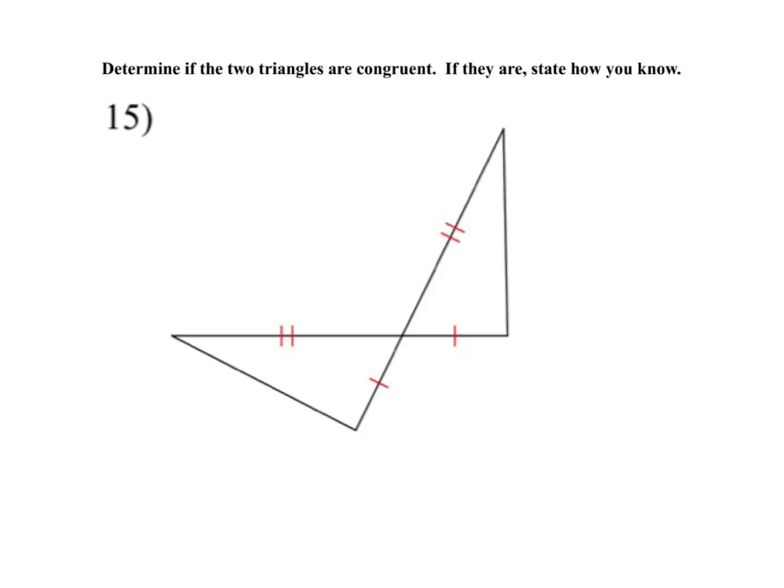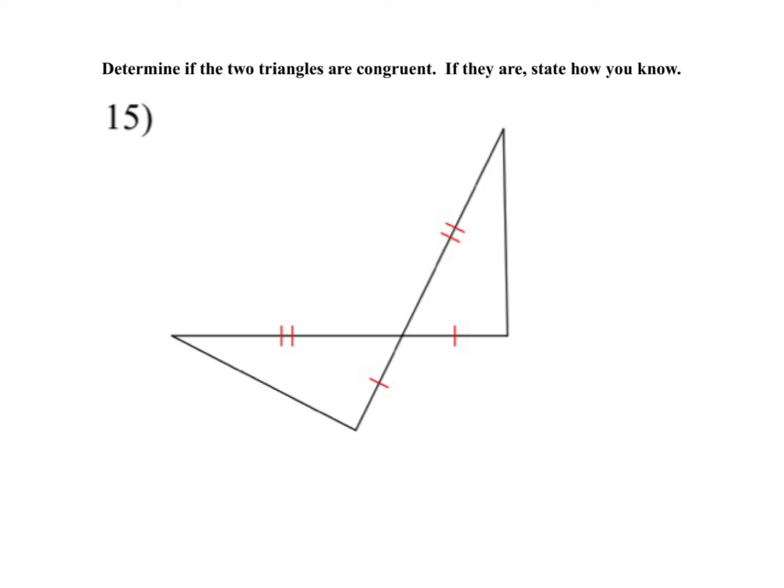All right, number 15. Determine if the 2 triangles are congruent. If they are, state how you know. So this is just like what we got done doing on your quiz. So everybody state whether they are or not. If you say no, you say not enough information. If they are congruent, you have to give all the reasons why and the theorem of why they're congruent.